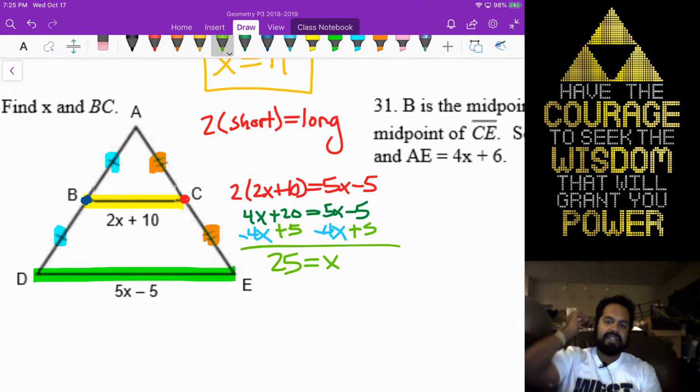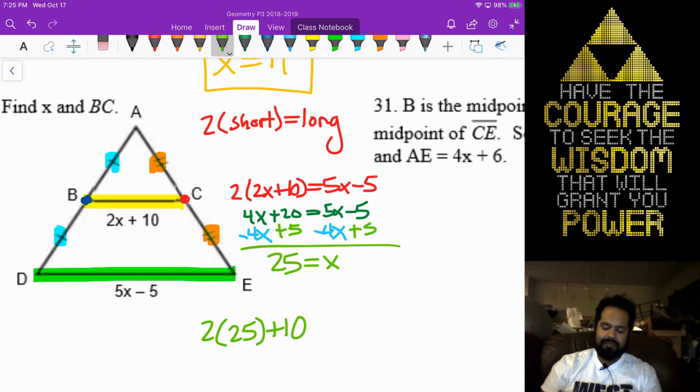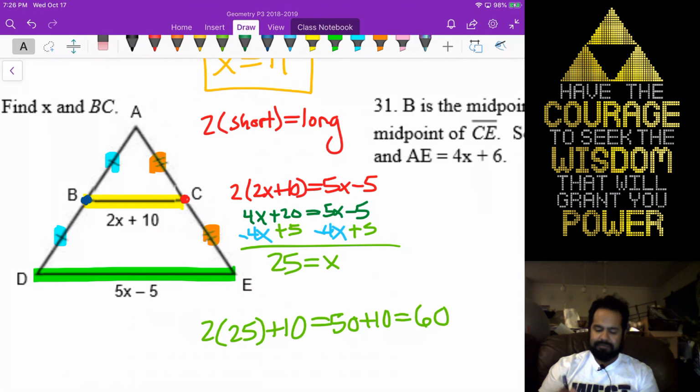Now we're not done because it says find BC. So that means we're going to take 2 times 25 plus 10. We're going to find that 50 plus 10 gives us a nice 60. We're going to plug our value back into our equation.